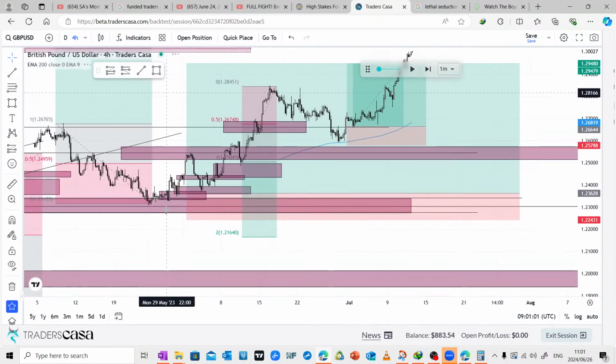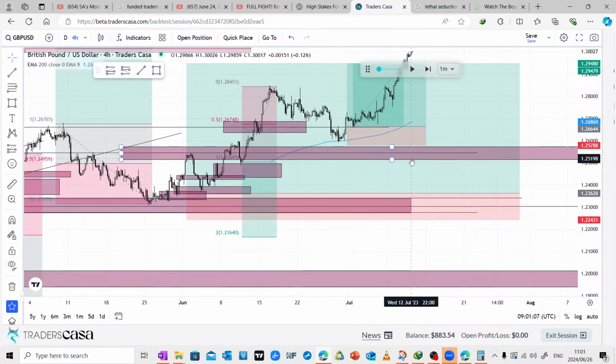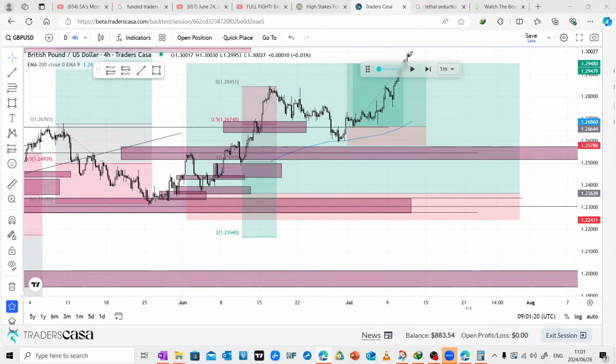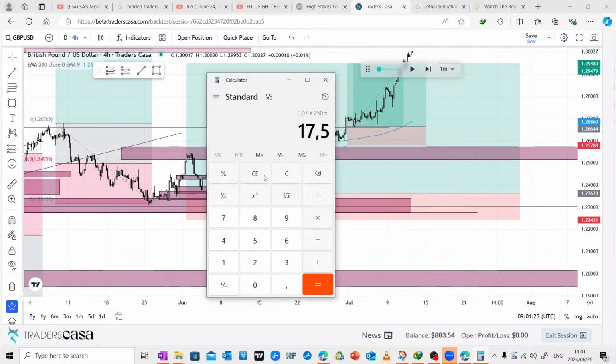Imagine, I've been trading this since the 26th of May. Today is the 12th of July, and my account started with a little over $226, and now it's up to $883, right? So how much of a return is that? Let's bring back the calculator. So it's 883 divided by 226, right? That's 3.9, a 3.9x return, times 100%.